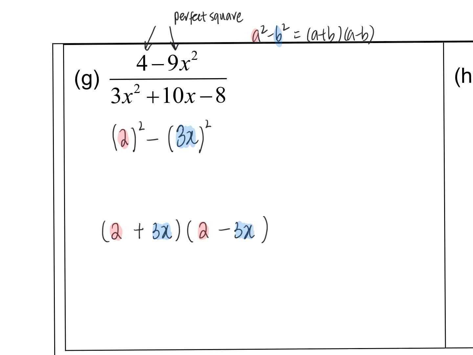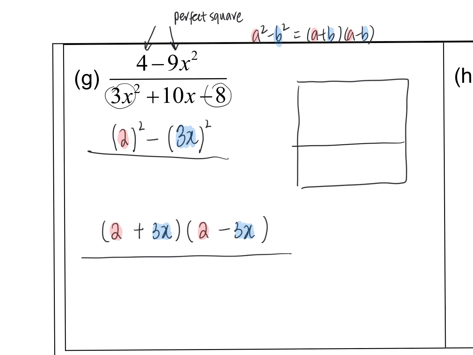Okay, I'm using this one. This is the first part. I'm just doing the numerator. I haven't even touched the denominator. Now I want to handle my denominator. So I'm going to focus on 3x squared plus 10x minus 8. The first and the last one are not perfect squares. So I know I cannot use the special product rules. Must be this one.